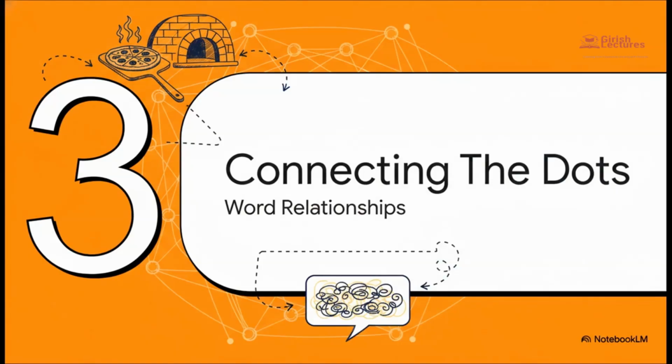Okay, Section 3, connecting the dots. So right now, our machine has numbers for words, and it knows what order they're in. Great. But what about context? If I say, the pizza came out of the oven and it tasted good, how does the model know that it is the pizza and not the oven? That's the next big puzzle.